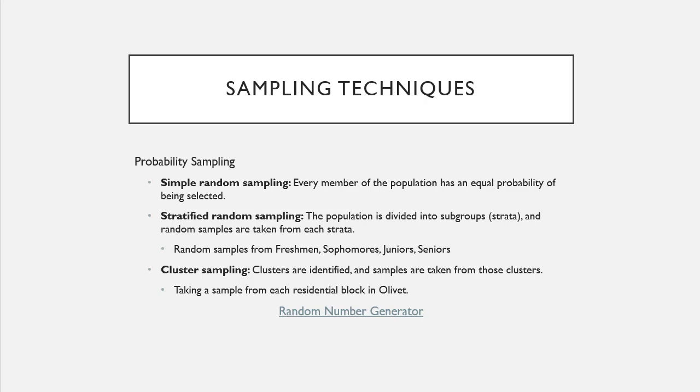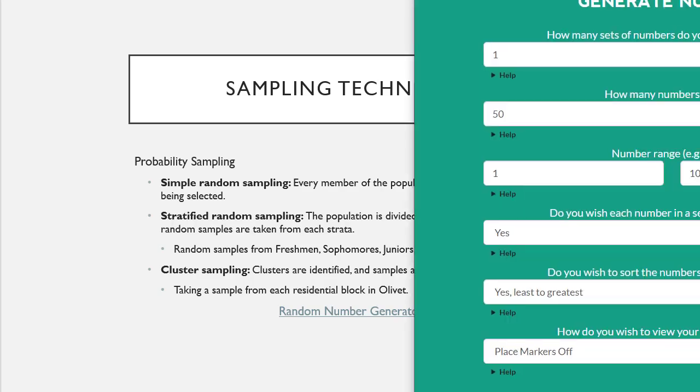Now, let's take a look at a random number generator to see how I might take 50 people from Olivet College. Let's say I have a very simple research question, and I want to ask 50 people, how do you like the KC food? I want to sample 50 random people from Olivet College.